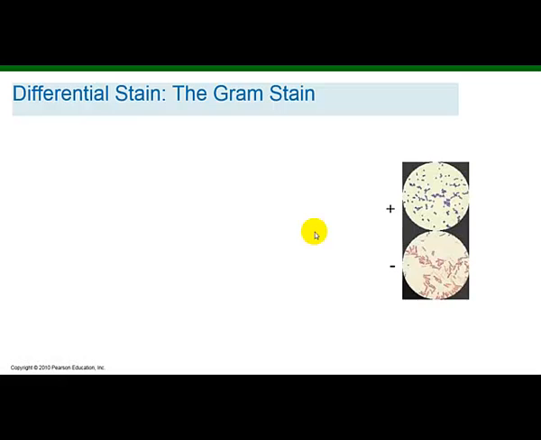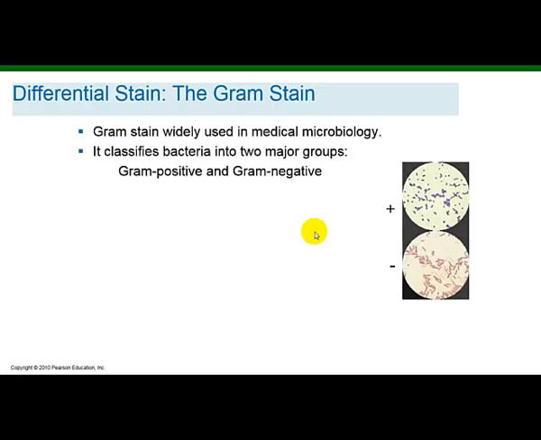The differential stain, the gram stain, is widely used in medical microbiology. It will provide the initial characterization and classification of bacteria, which is an important step in screening of an infectious bacteria for a patient. This will help a doctor to prescribe the right course of treatment.